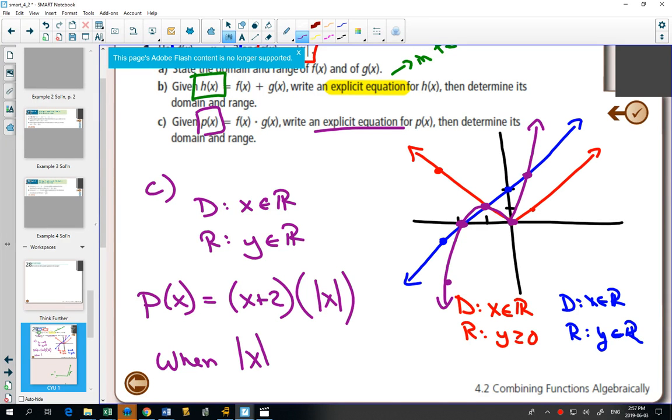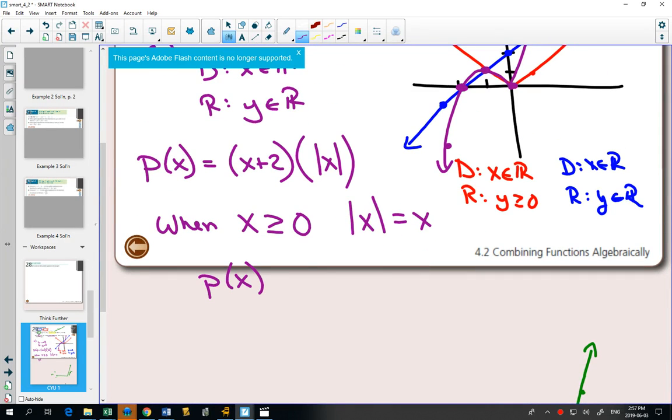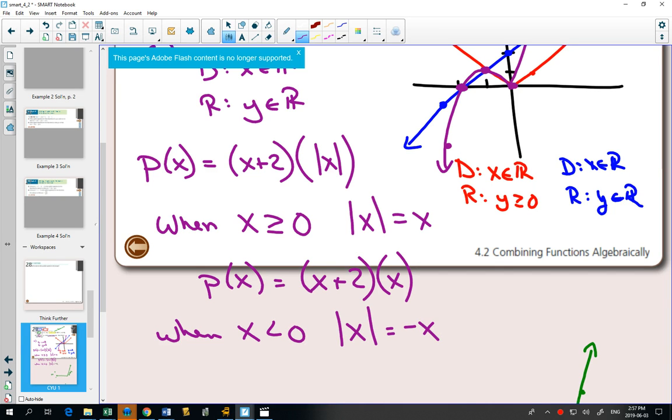We can say, well, when x is bigger than or equal to 0, the absolute value of x is just the same as x. So in that case, my P of x would equal x plus 2 times x. Can you see that that's a parabola with x-intercepts at -2 and at 0, because it's in factored form? And when x is less than 0, the absolute value of x is equal to -x, so P of x would equal x plus 2 times the -x. Once again, it has the same x-intercepts, but can you see that this parabola would be opening down?